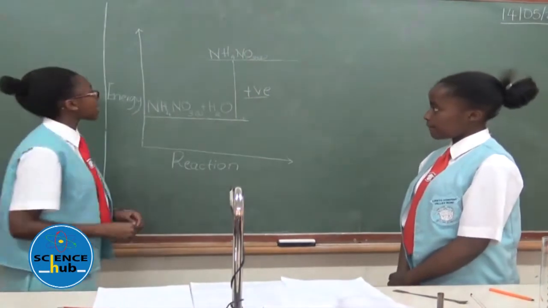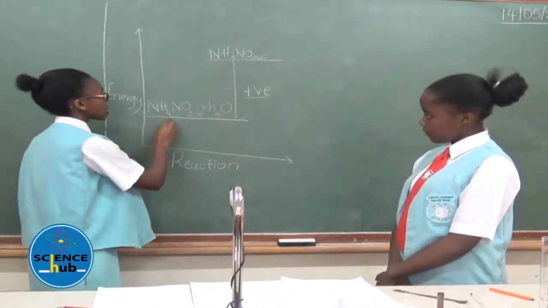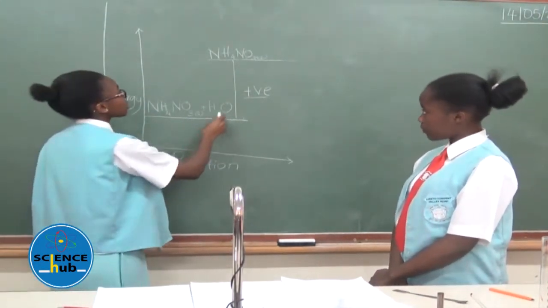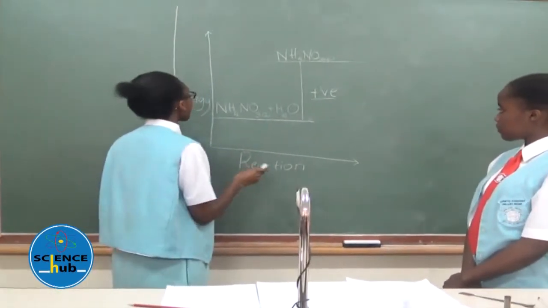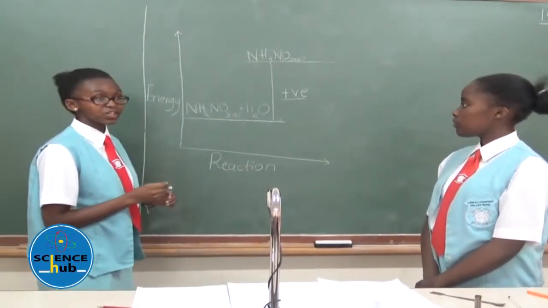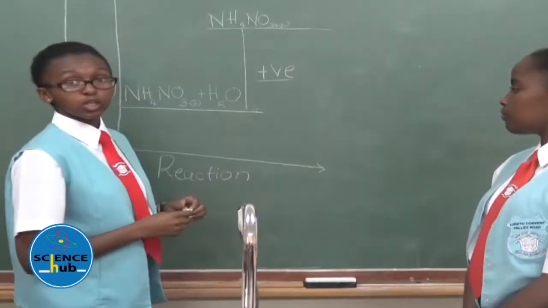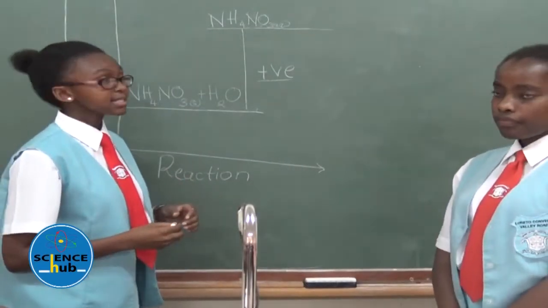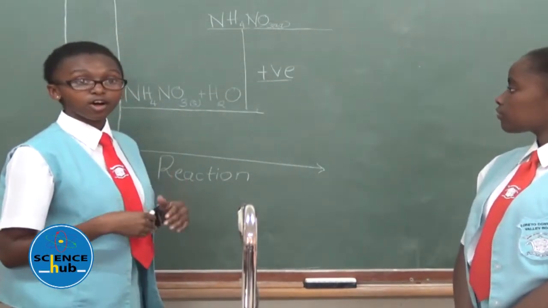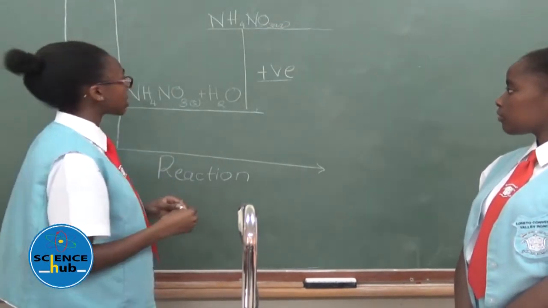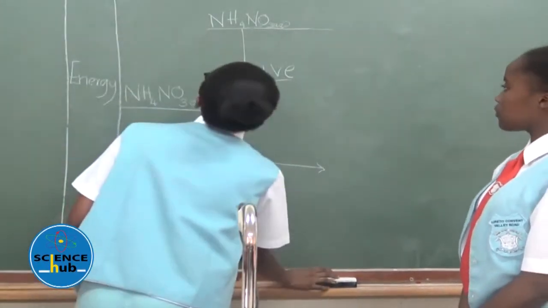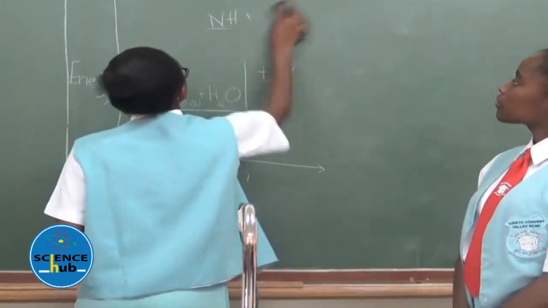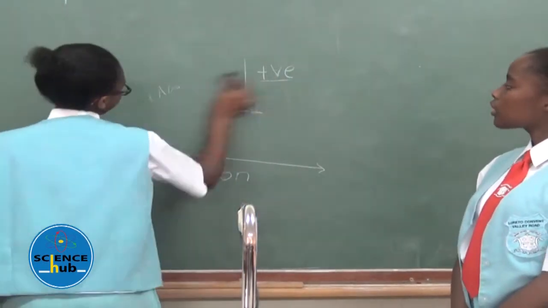So we see that when the solid is dissolved in the water, we get aqueous ammonium nitrate and the energy is increased. Therefore, we conclude that the solid absorbs heat and therefore the temperature of the solution in the end is lowered. We will now move to an exothermic energy level diagram.